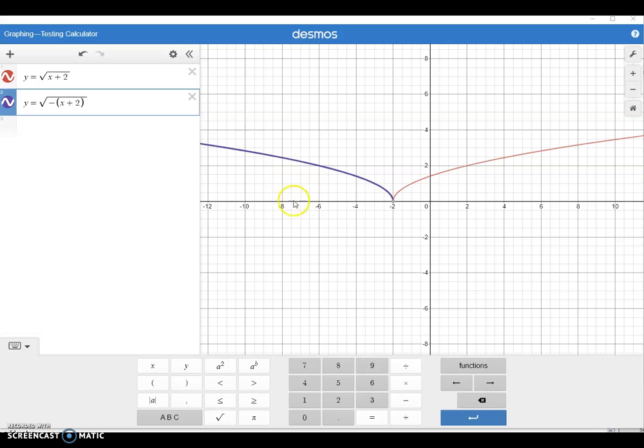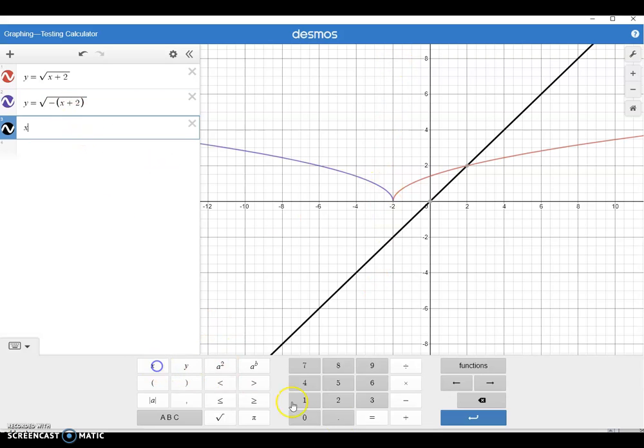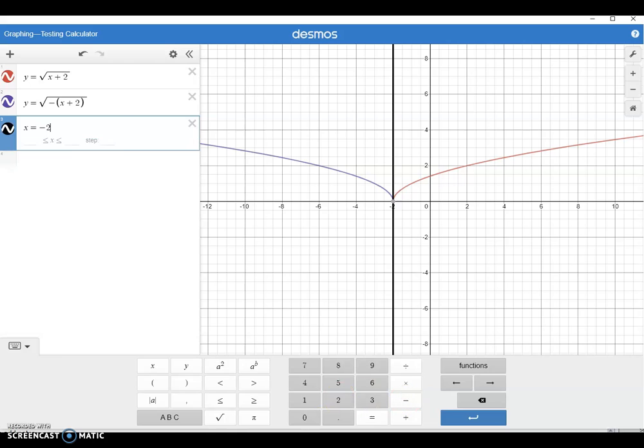Now you can see that your graph had been reflected to the other side, but this time not anymore over the y-axis. This is now reflected over the x equals negative 2 line. So let's type that up. X equals negative 2 line.